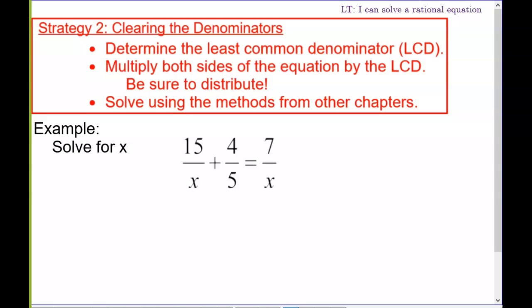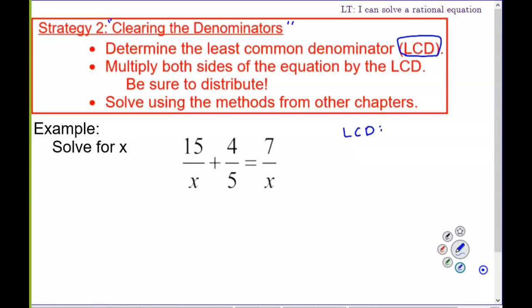What's the goal with clearing the denominators? Well, the first thing is we're going to talk about the least common denominator, or sometimes we call it the LCD. Once we have that, we'll multiply both sides of the equation by the LCD, and you're going to notice that that's going to clear the denominators, hence the name of this strategy. So it'll get rid of all the denominators, and all that's left is just regular algebra problems.